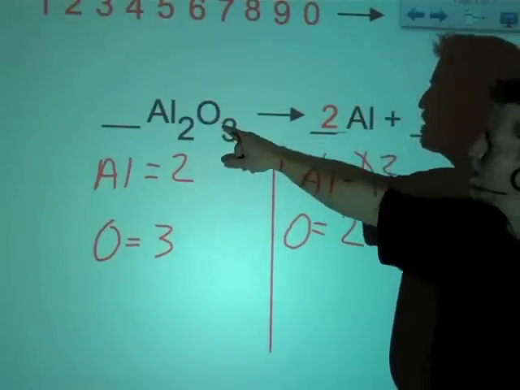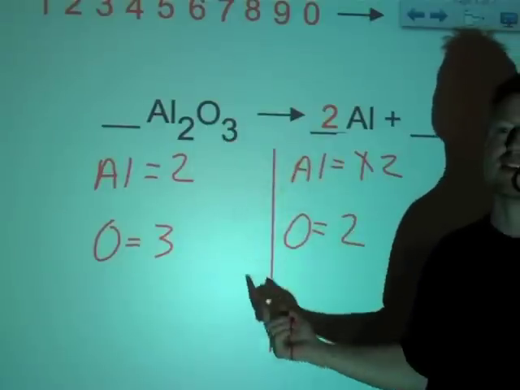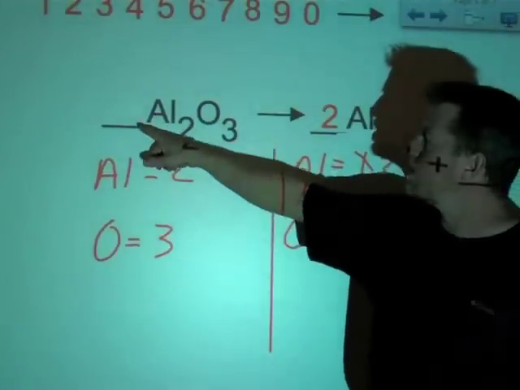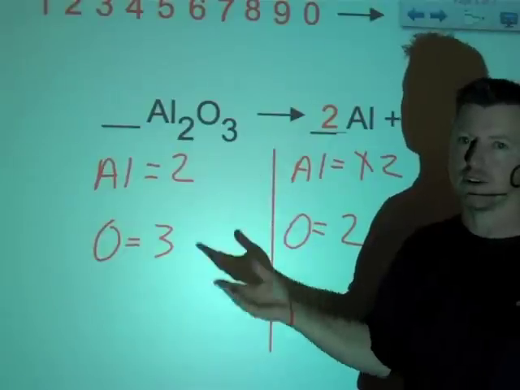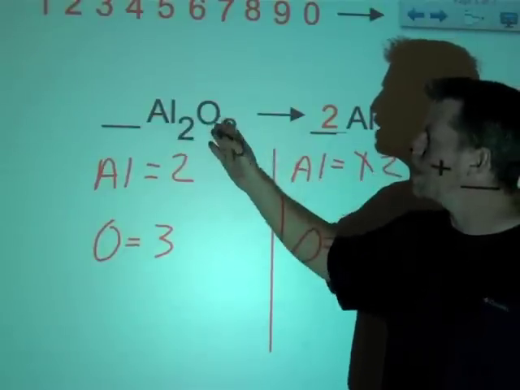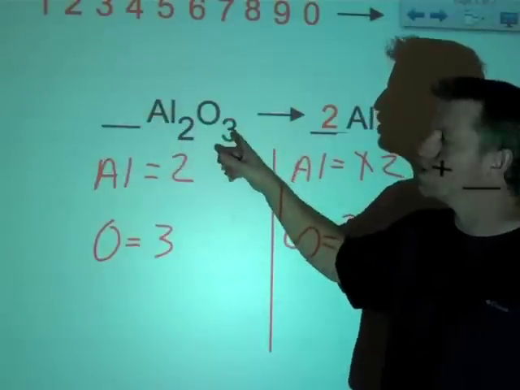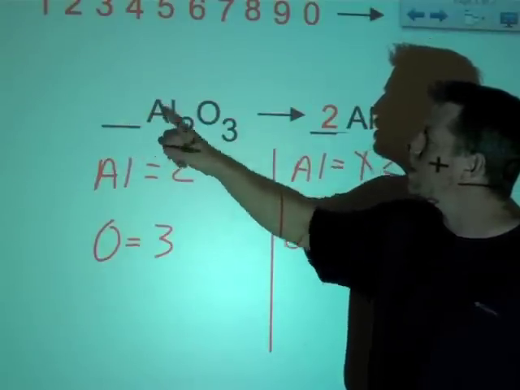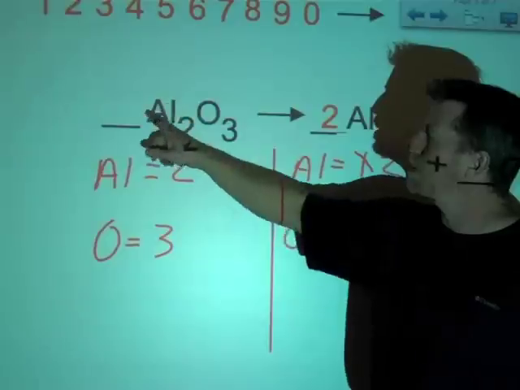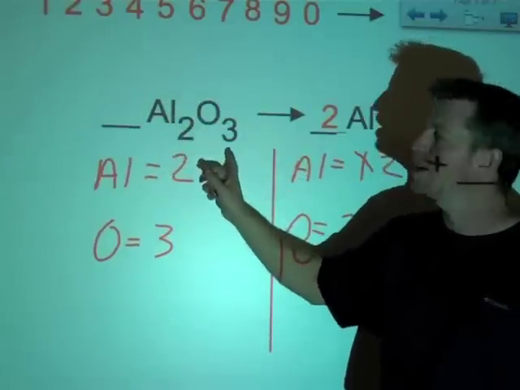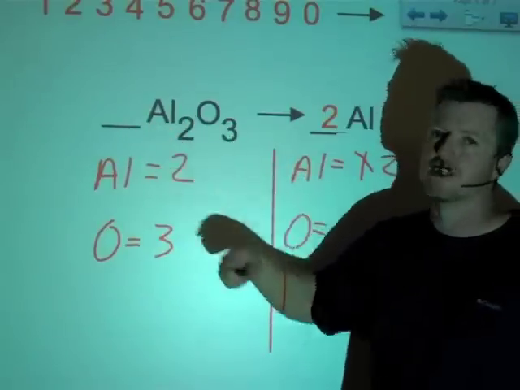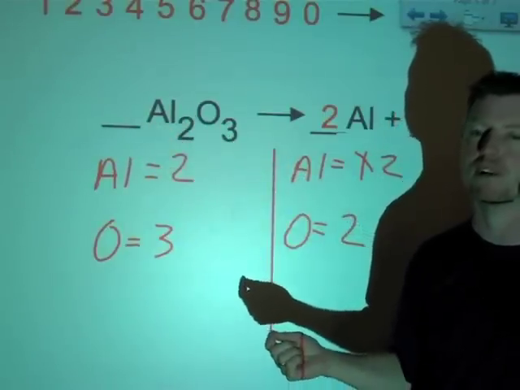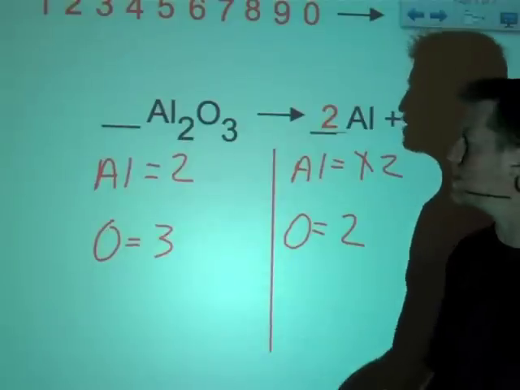This oxygen is attached to a 3, which basically means that every time I put a coefficient in here, it's going to cause this oxygen to increase by 3. So it'll go 3 if it's just a 1 like it is now. We have an invisible 1 right here, so it's 3. If I were to put a 2 here, it would become 6. If I put a 3 here, it would become 9. If I put a 4 here, it would become 12. So every time I put a coefficient, it's going to increase by a multiple of 3. So 3, 6, 9, 12, and so on.